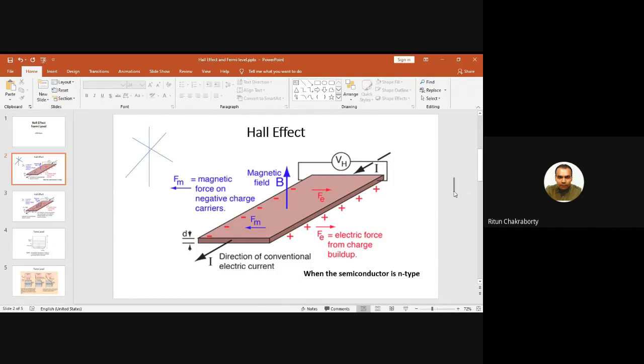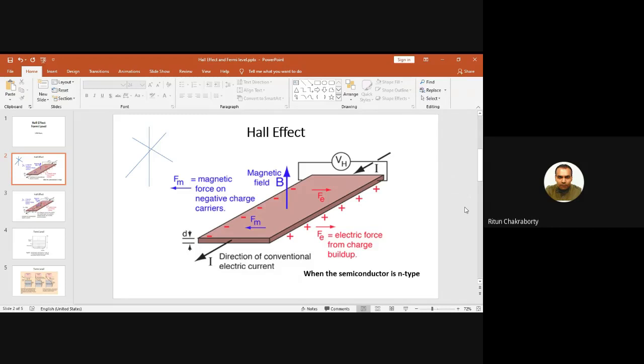And why does this happen? Because Fe, you can see in red in the picture, is the electric force from charge buildup, and Fm is the magnetic force. Magnetic force is nothing but the Lorentz force. I think you have read about the Lorentz force in your 10+2 level also, and BSc level also.